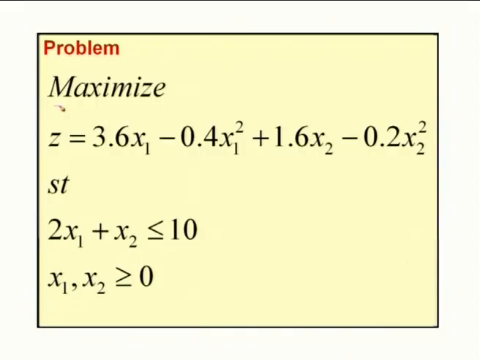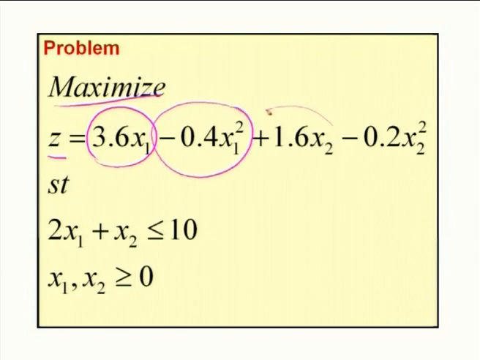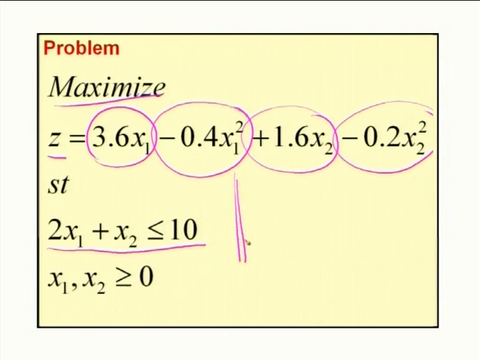Consider the problem: maximize z equal to 3.6 x 1 minus 0.4 x 1 square plus 1.6 x 2 minus 0.2 x 2 square, subject to the constraints 2 x 1 plus x 2 less than or equal to 10, x 1, x 2 greater than or equal to 0. So, the given nonlinear programming problem involves two decision variables x 1, x 2 with a single inequality constraint. Now, this problem can be solved easily by converting this inequality constraint into an equality constraint.